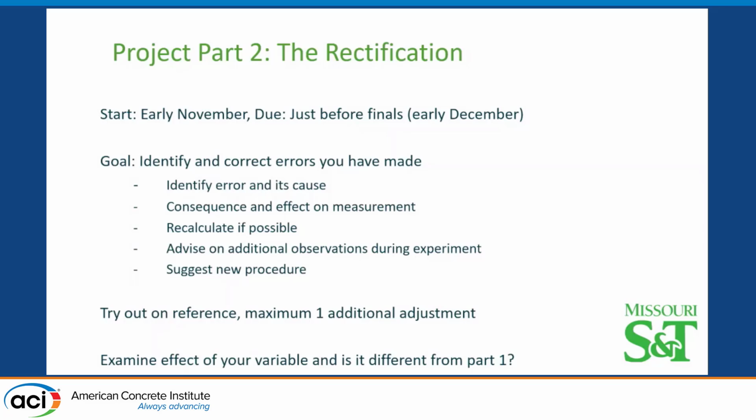Recalculate if it's calculation based. Show me what the new numbers would be. Advise on if, because some is really difficult to actually recalculate, so then tell me, okay, what do you want to do differently in your experiment? And then suggest a new procedure and try it. But once you try your new procedure, you evaluate again compared to everything you know now. I'm allowing you to do one more adjustment.